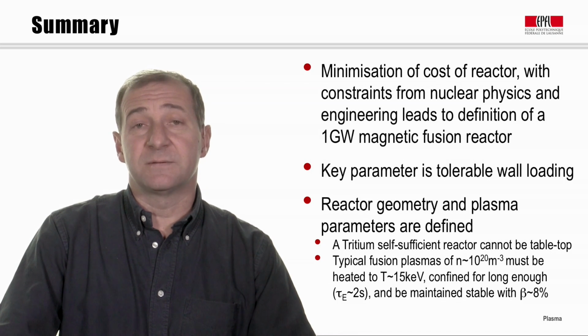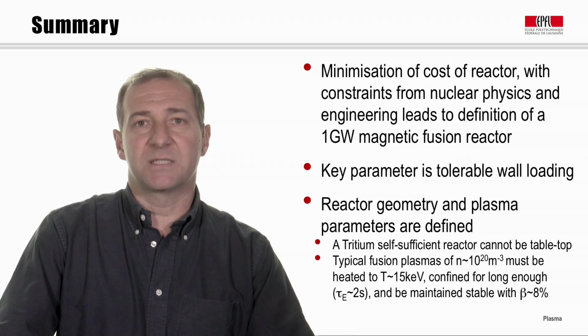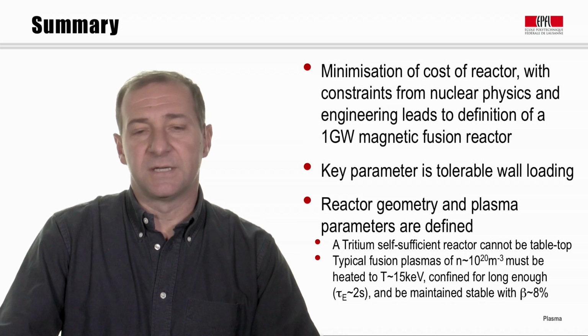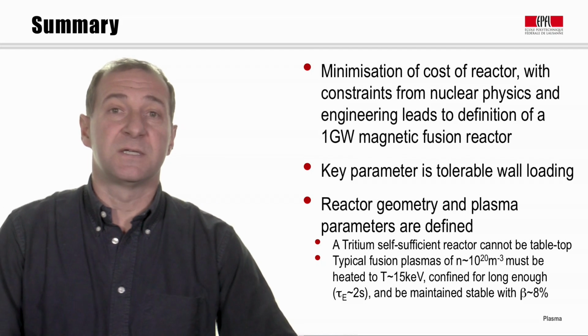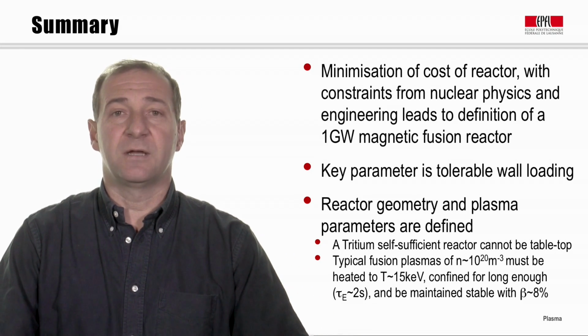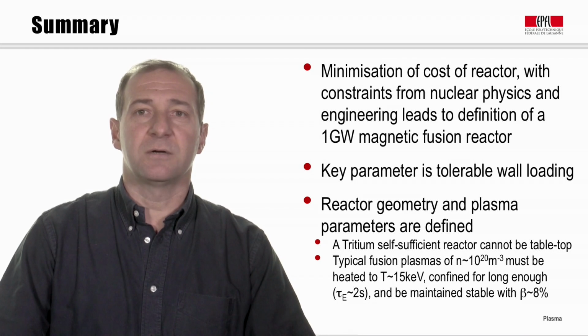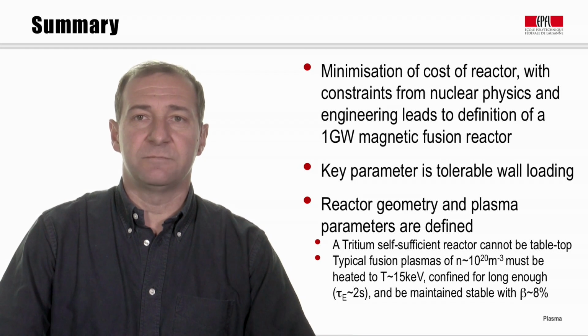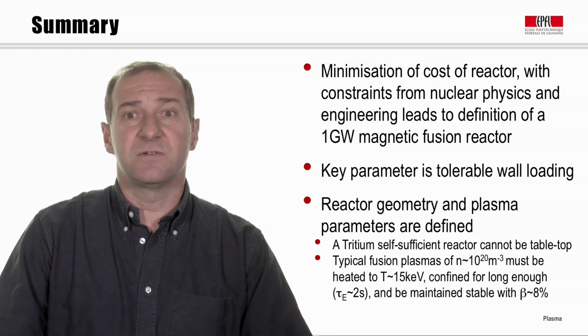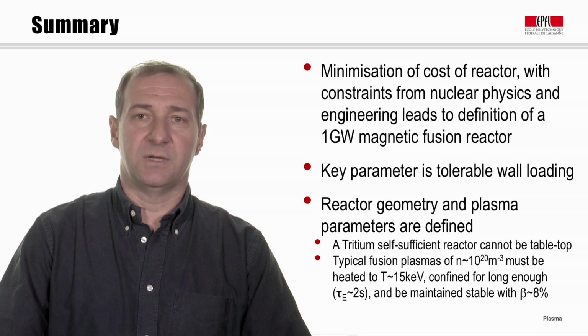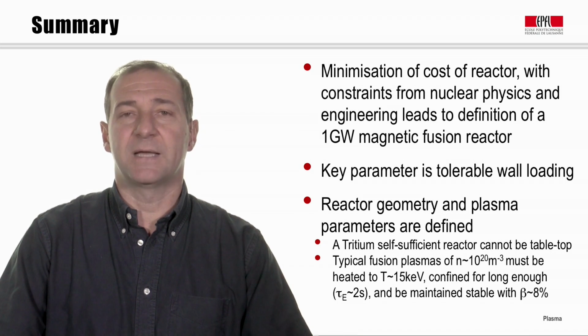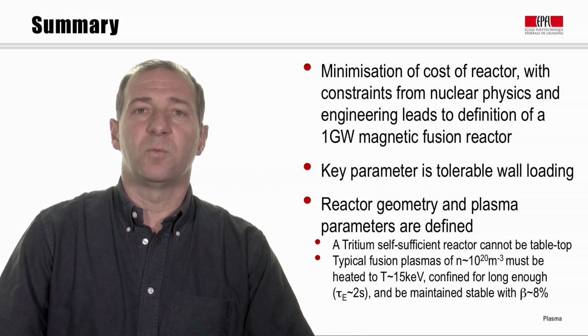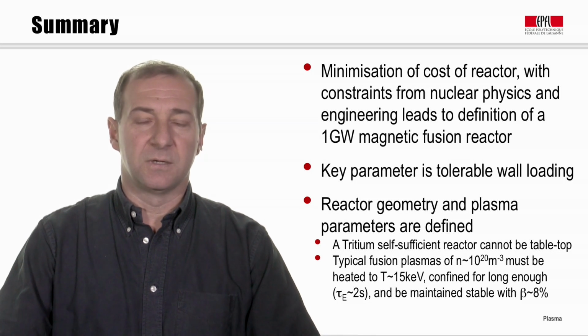We have defined together the reactor geometry and even the main plasma parameters that the reactor needs to have. We noticed that the size of the reactor cannot be that small, so we can't really have a tabletop reactor if we want the reactor to be self-sufficient in terms of the production of tritium. And that size is dictated by the size of the blanket. We found something like 1.2 meters.